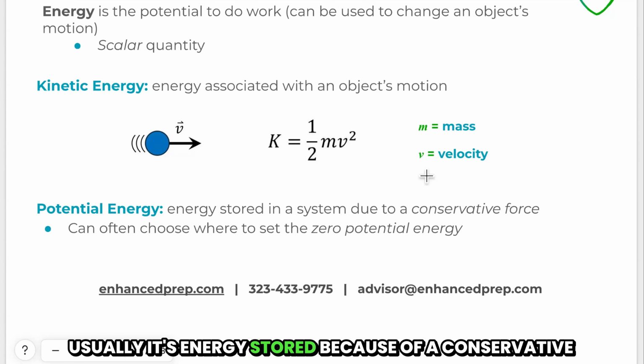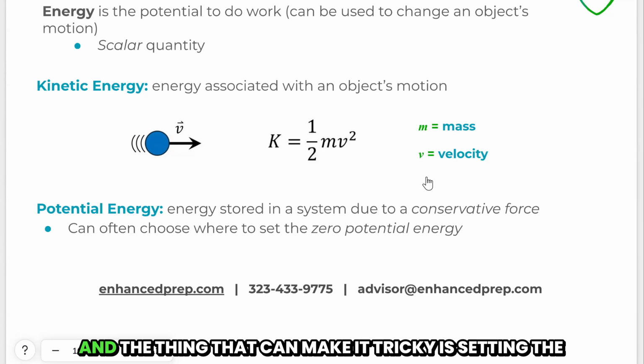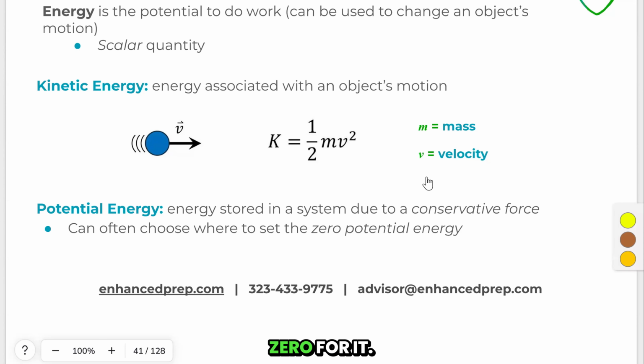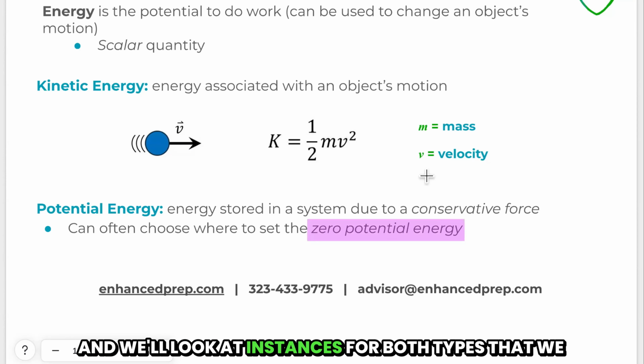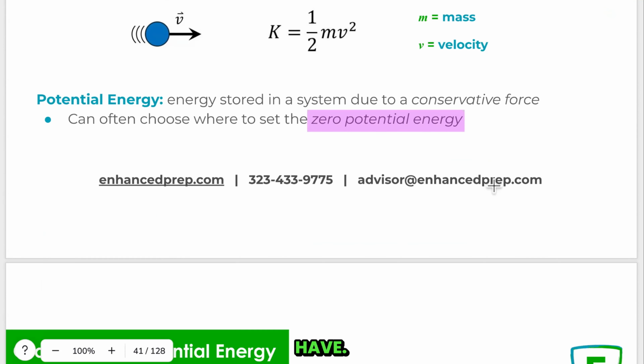Usually it's energy stored because of a conservative force. And the thing that can make it tricky is setting the zero for it. So we can pick where to say that our potential is zero. And we'll look at instances for both types that we have.